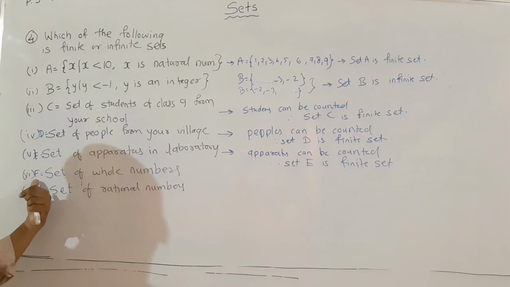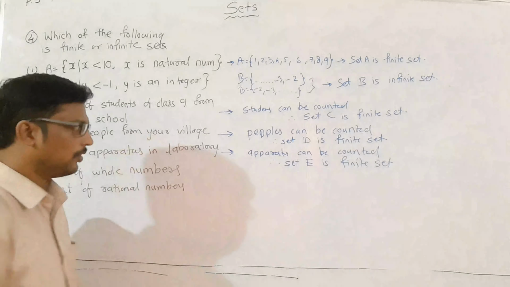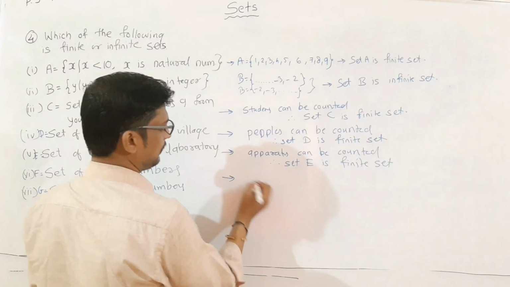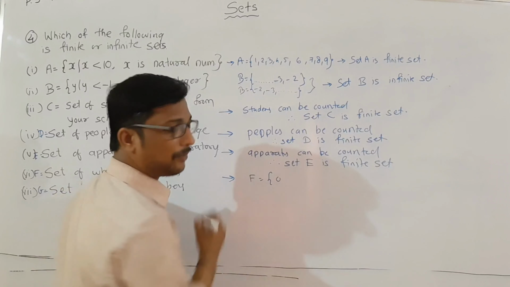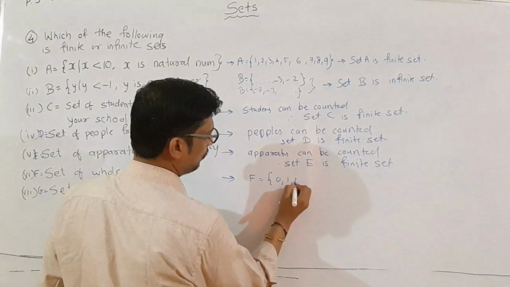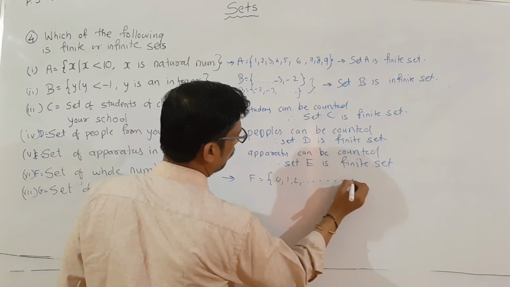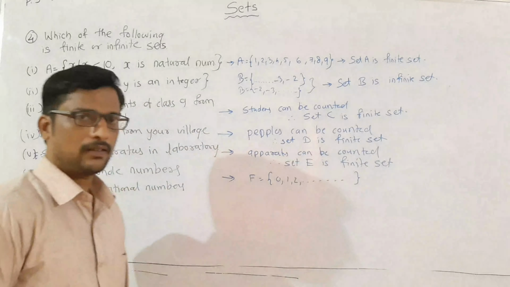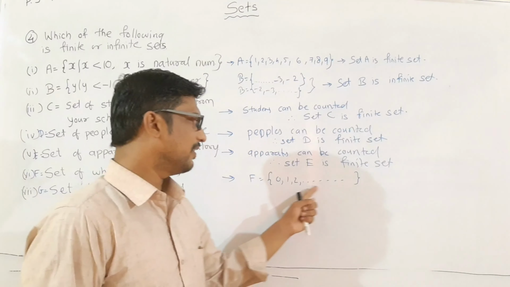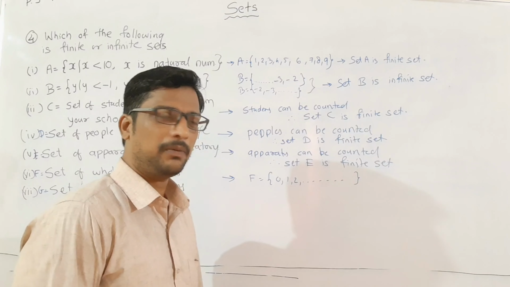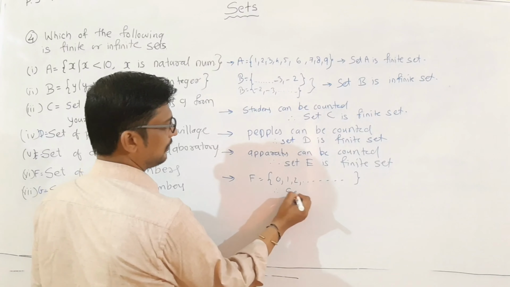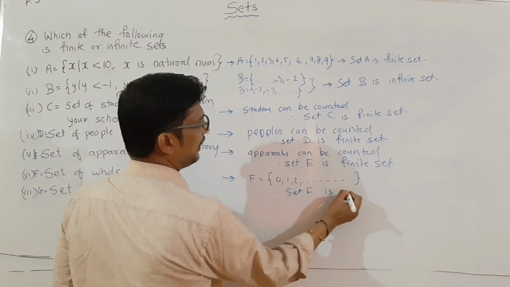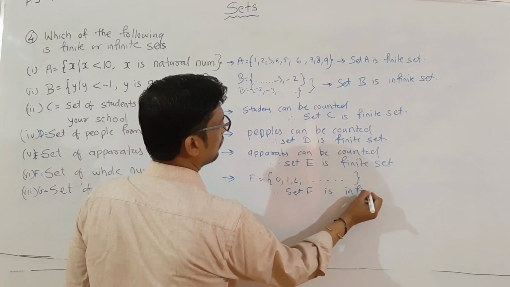Now next, F set. Set of whole numbers. So, F is what? Whole numbers start from 0, 1, 2, dot, dot, dot, dot, dot, isn't it? Now, in this set, we cannot count the number of elements because it is endless. So, this set is infinite.